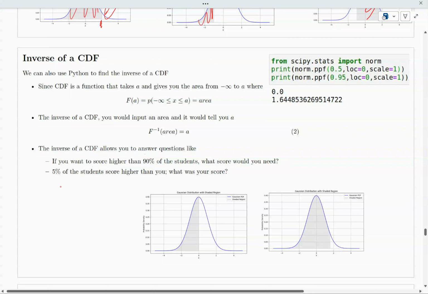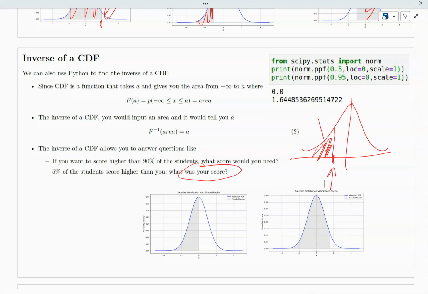Or you want to say 5% of the students score higher than you, then what's your score? So notice previously we plug in the score for the SAT, like here, and it gives you the probability. Now we have the probability and we want to know the score. You see how you're doing it backwards, okay?